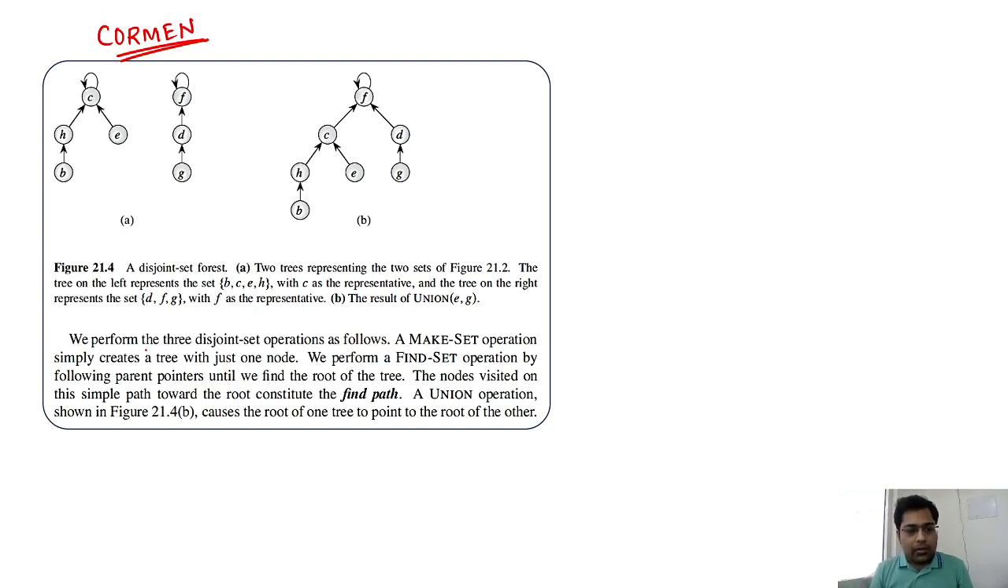So here we perform three disjoint set operations. A disjoint set is when there are no connections or edges between two different trees. Because we know the basic difference between a graph and a tree: in a graph a cycle could exist, but in a tree no such cycle could be expected.